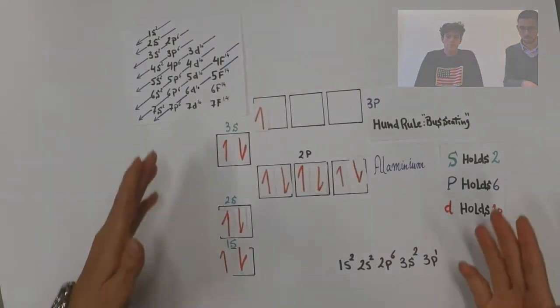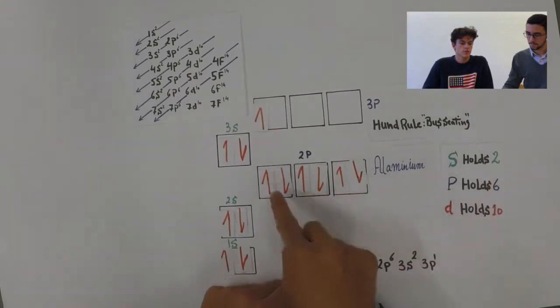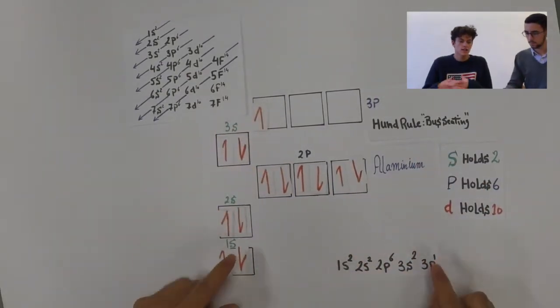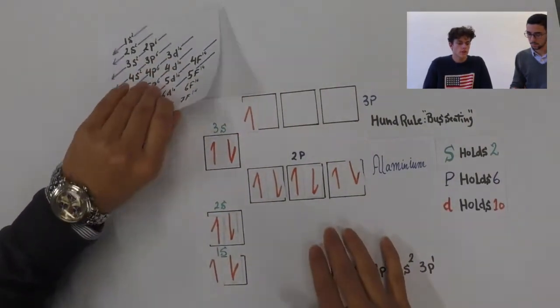When we fill these boxes, we must first make all the boxes in each row. We must make sure that they're filled before doubling up, as you can see here. Hence the name bus-seating rule. The electrons that are doubling up will have an arrow in the opposite direction of each other.